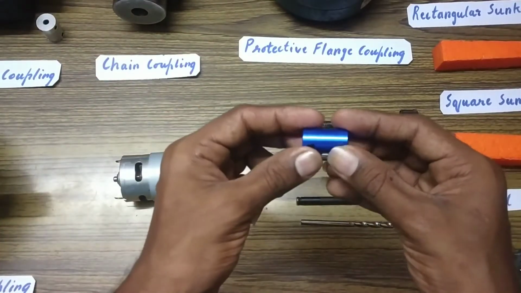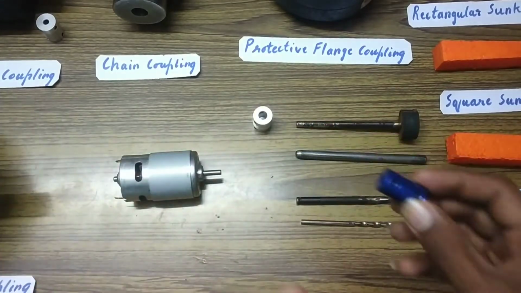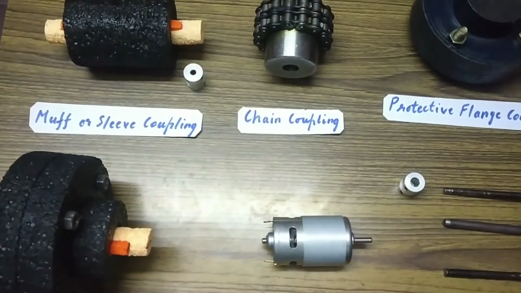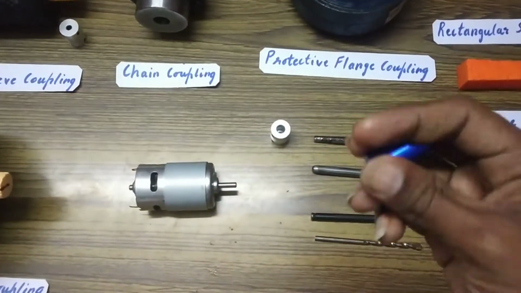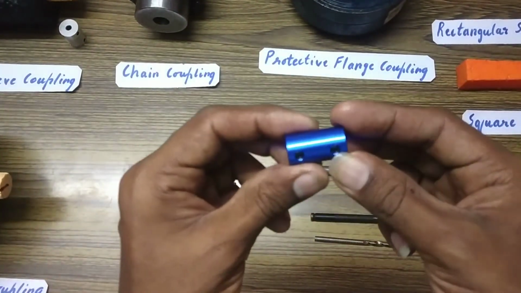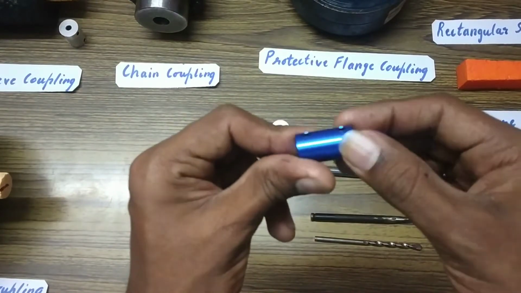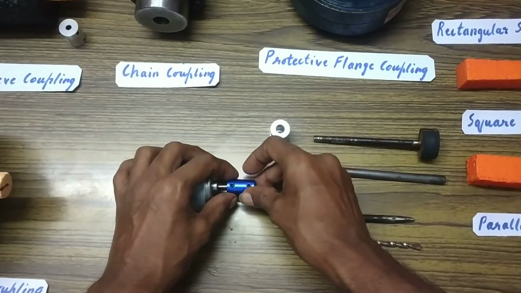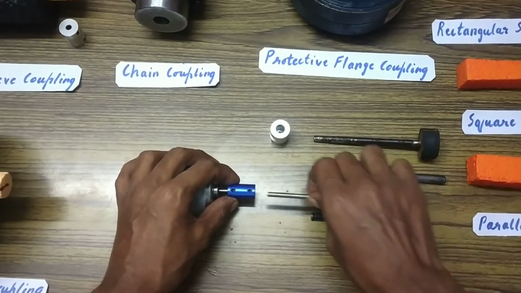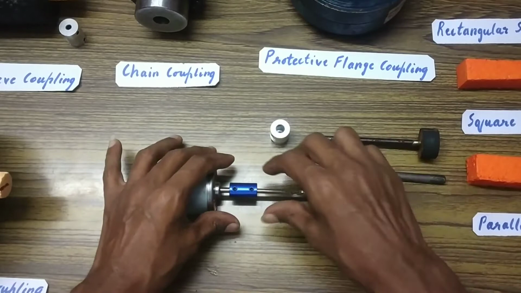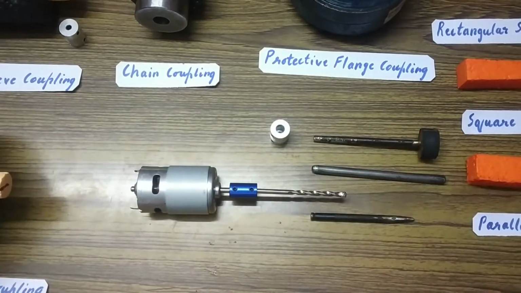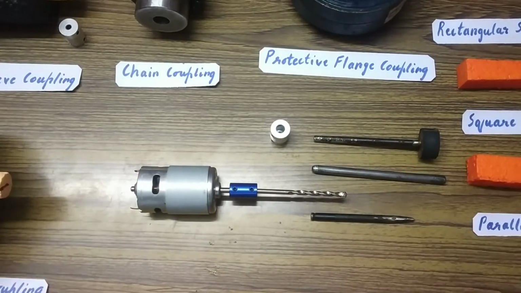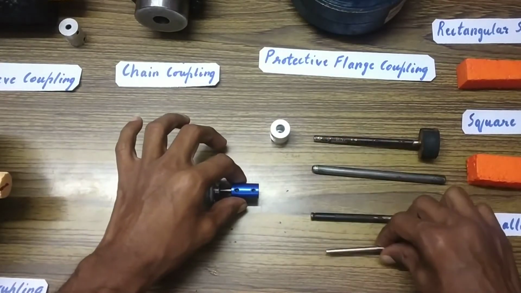As we had seen in the previous video, this is a muff coupling. This is the muff or the sleeve coupling which we had seen in the previous video. The same type of coupling is here. It has some screws, some studs here, and then I can use this coupling, mount it into this, tighten the screws, and then I can fit the shaft here. So once I tighten the screws, it becomes a single unit. So this coupling is basically used to connect two shafts and the whole thing becomes a single unit.